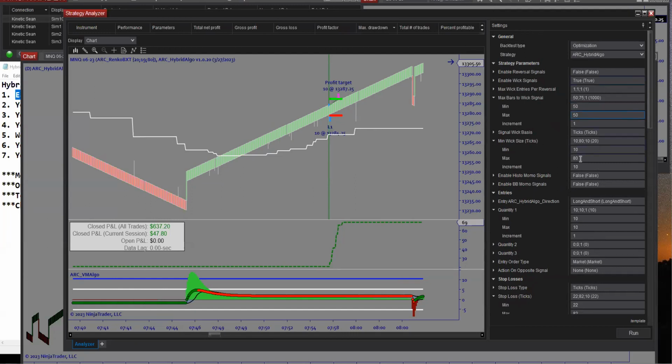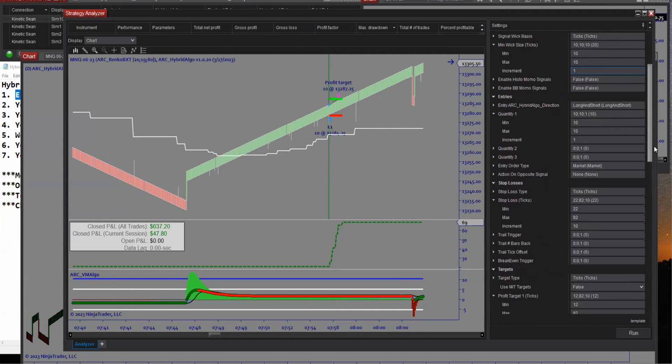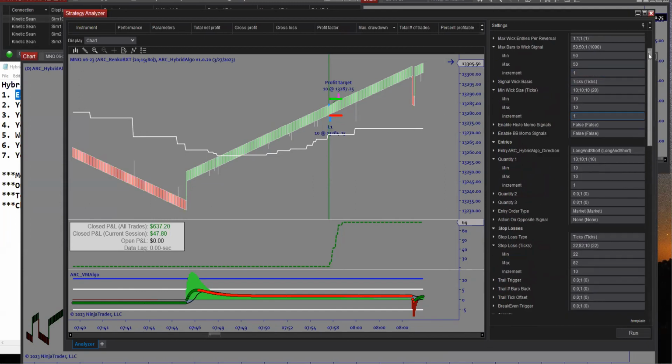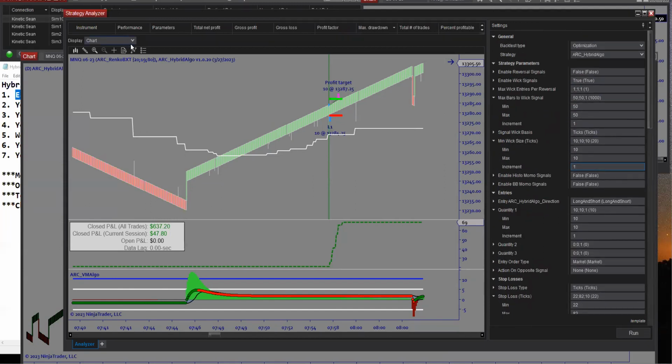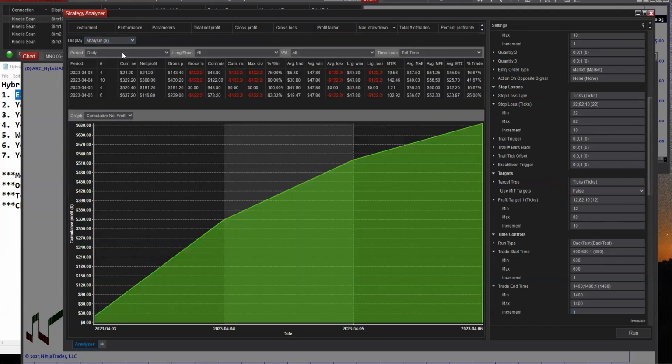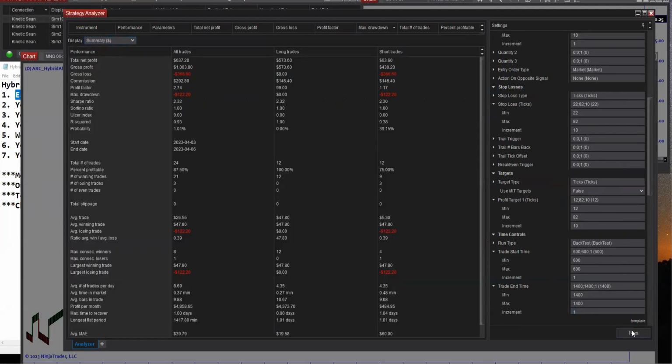Minimum wick size, let's just put it to 10. Let's just do 10 ticks. I'll just show you how this will change the narrative. And you can change multiple targets. Absolutely. You can do a trailing stop too, which would be ideal to see. Okay, so let's just take a look at this. Let's just run this now for a second and we'll run this a variable here. Let's run this.